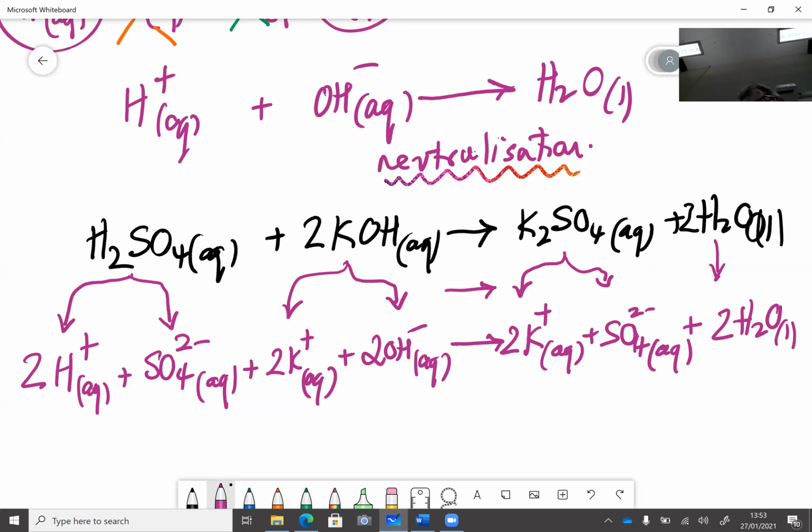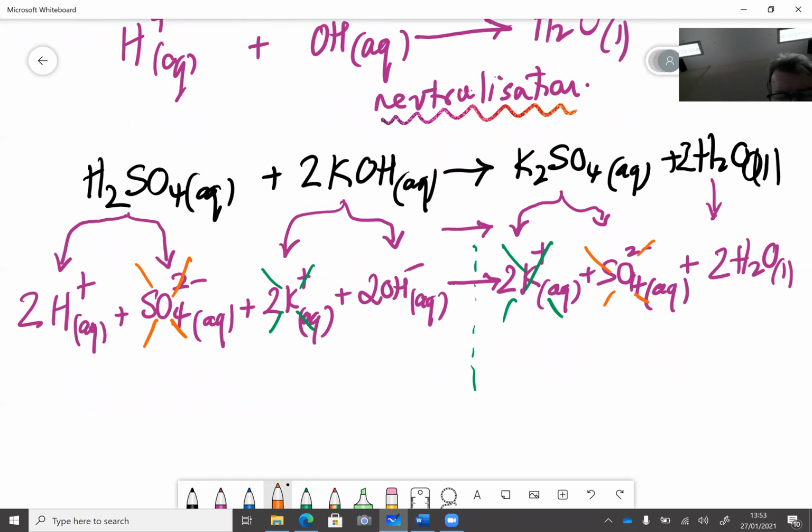Now, if you look at this, I think you will be able to see which ones we can get rid of. We look for which are on each side. So here's the equation, left side, right side. We're looking for ions which are on this side and on this side that we can get rid of. So here's K plus, 2K plus, 2K plus. SO4 2 minus, SO4 2 minus. Then I rewrite the whole thing underneath, only with the ones which are in the whole equation.